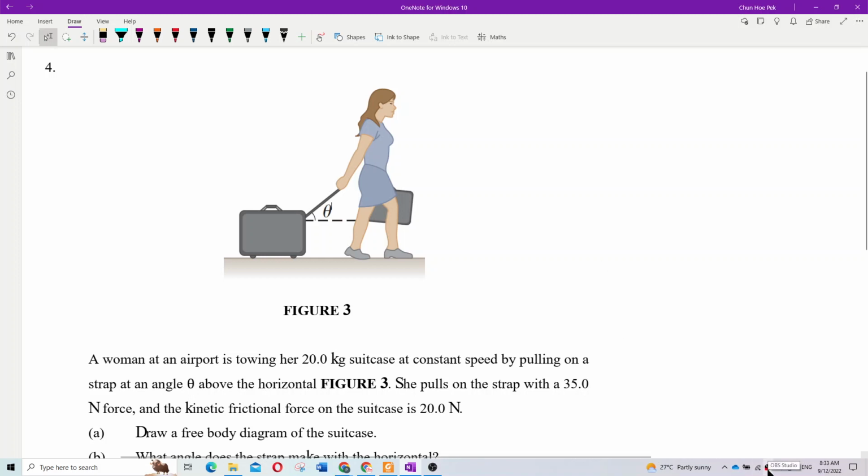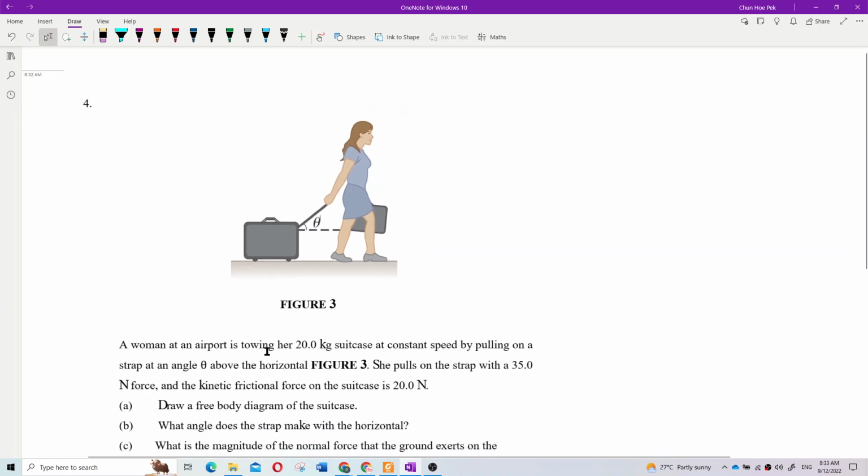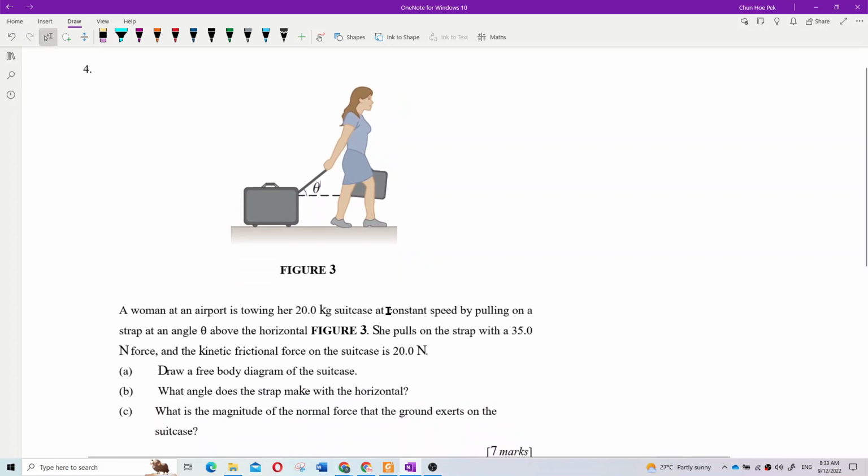Okay, it's recording now. A woman at an airport is towing her 20-kilogram suitcase at a constant speed by pulling on a strap at an angle above the horizontal. She pulls on the strap with a 35 Newton force. The kinetic frictional force on the suitcase is 20 Newton. What is the free body diagram?